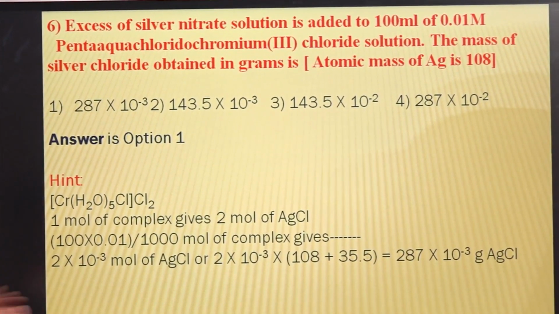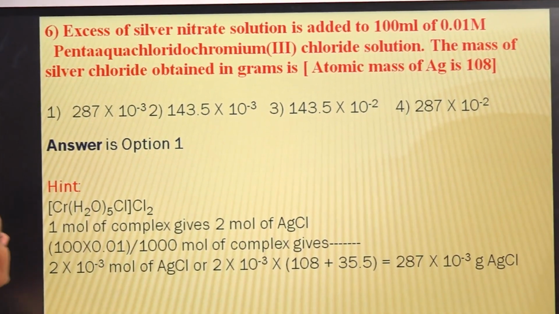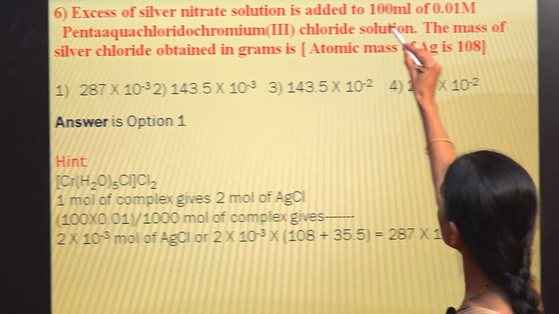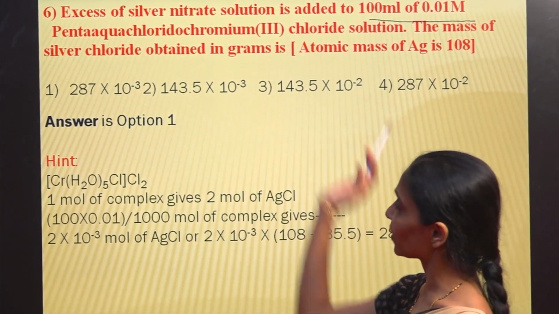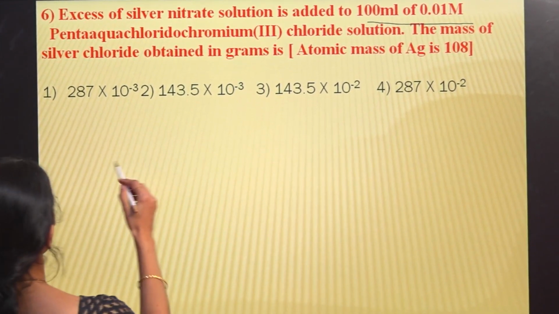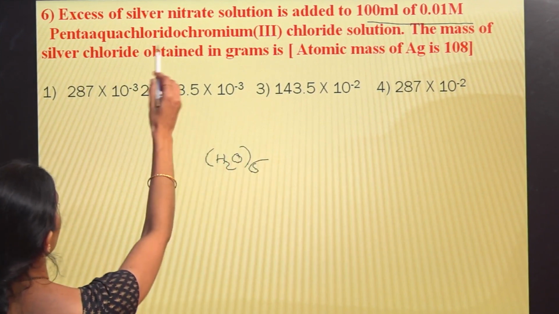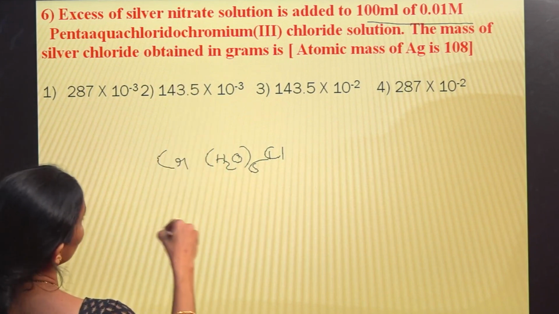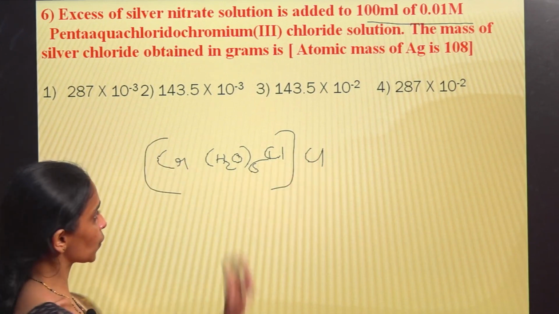Now coming to the sixth question. This is actually a problem. Excess of silver nitrate solution is added to 100 ml of 0.01 molar complex solution. Okay, they've given you a complex. Let's write that complex. Pentaaqua, there are 5 water ligands, chlorido, chromium, chloride. Now, how many chlorides do we have to find out here?